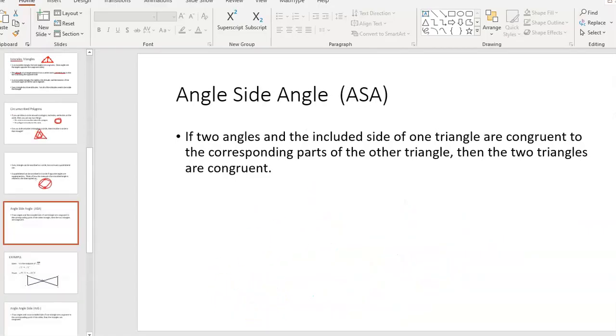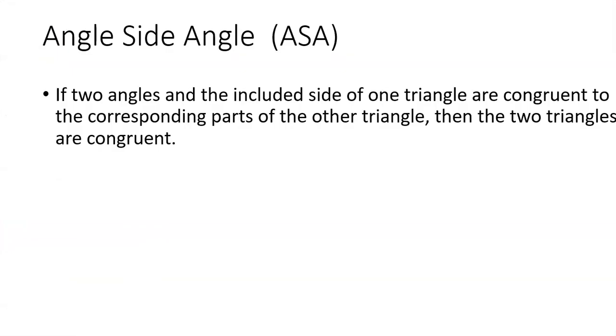All right, let's take a look at a couple of other triangle congruence theorems. So we had done side, side, side. We had done side, angle, side. We had done hypotenuse, leg. This one is angle, side, angle. Now, angle, side, angle, notice the order that it's written in. Angle, side, angle. Two angles and an included side of one triangle congruent to the corresponding parts of the other.